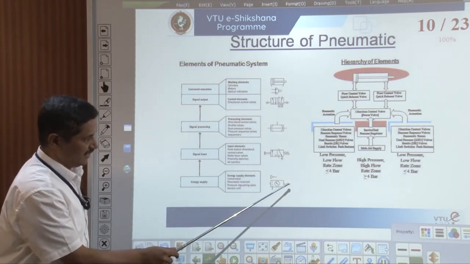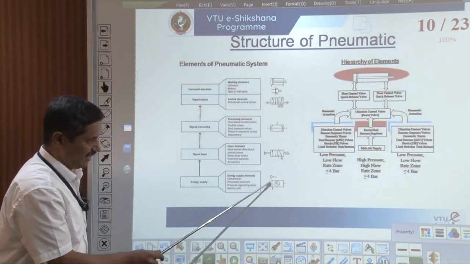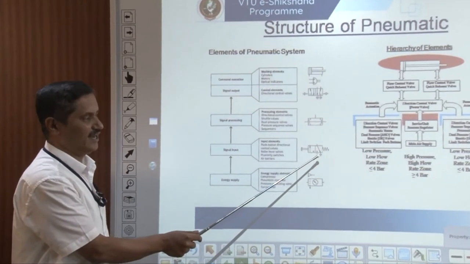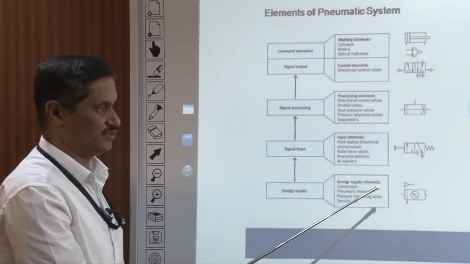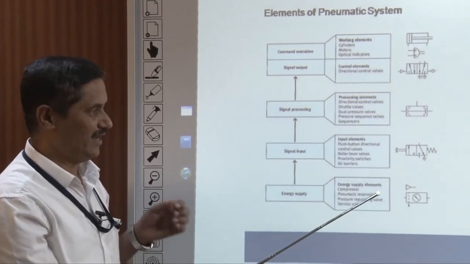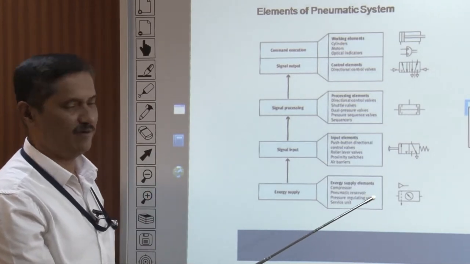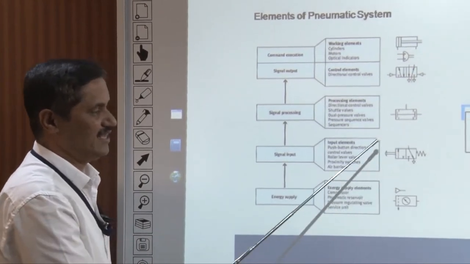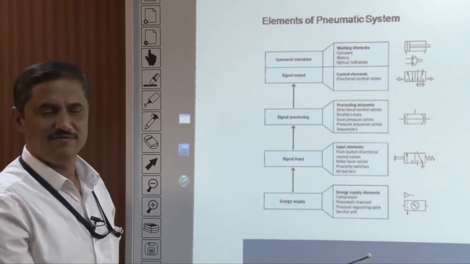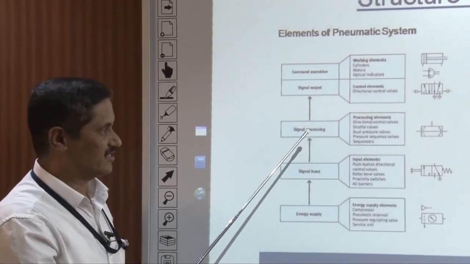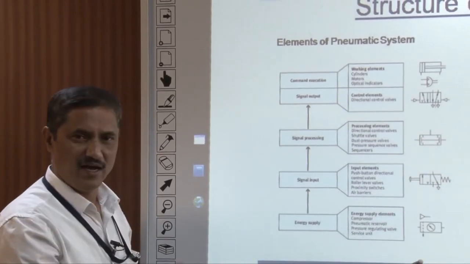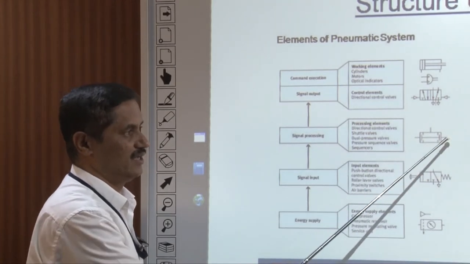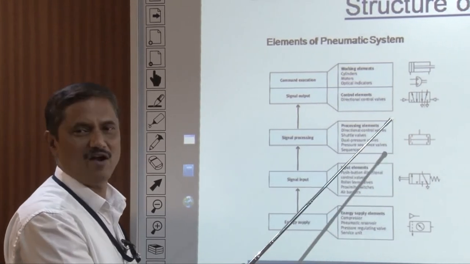Here the air source is referred to with a symbol like this. It is a filter, regulator and lubricator unit which is shown here. The next stage we call signal input devices. Input elements can be push button type valves and lever type valves. All those input giving valves are used here as signal inputting devices. In the next stage, we come across components called signal processing elements. Signal processing elements are logical elements, so you can use an AND valve, OR valve, NOT valve, any of such valves in this phase. It helps you create your logical circuits better.